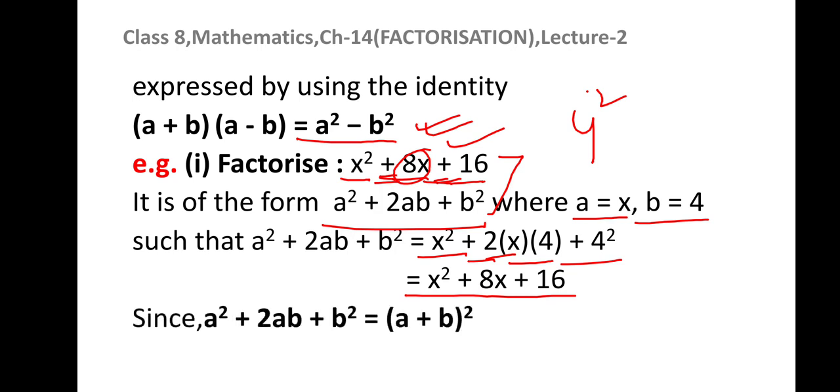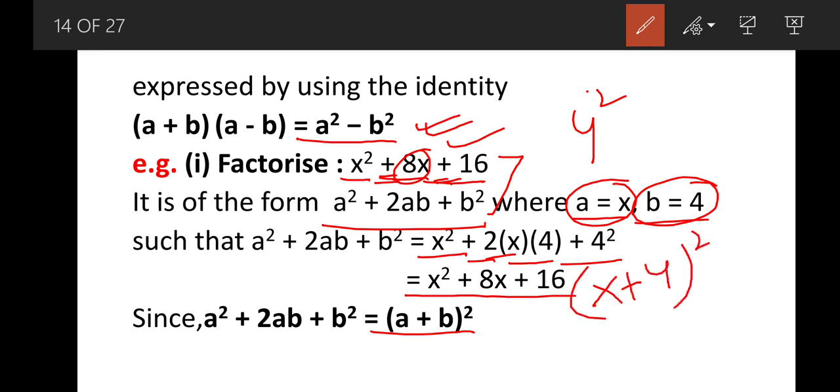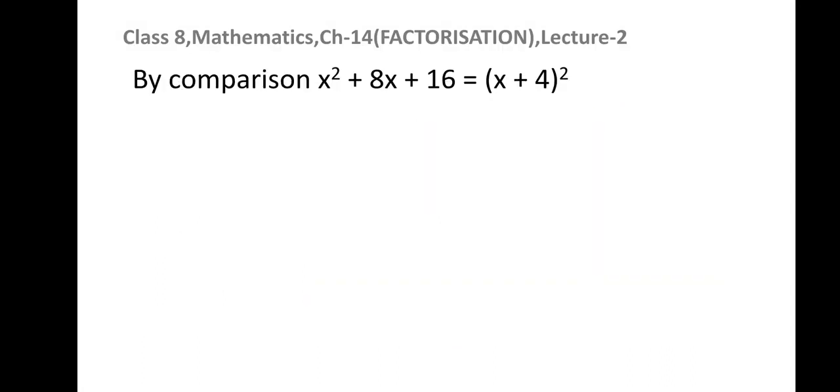Since a square plus 2ab plus b square is equal to (a plus b) whole square, a here is x and b here is 4. So (a plus b) whole square, in this form I need to write down. This side is given to us, I need to write down this side. So I have written it like this. It will be (x plus 4) whole square.